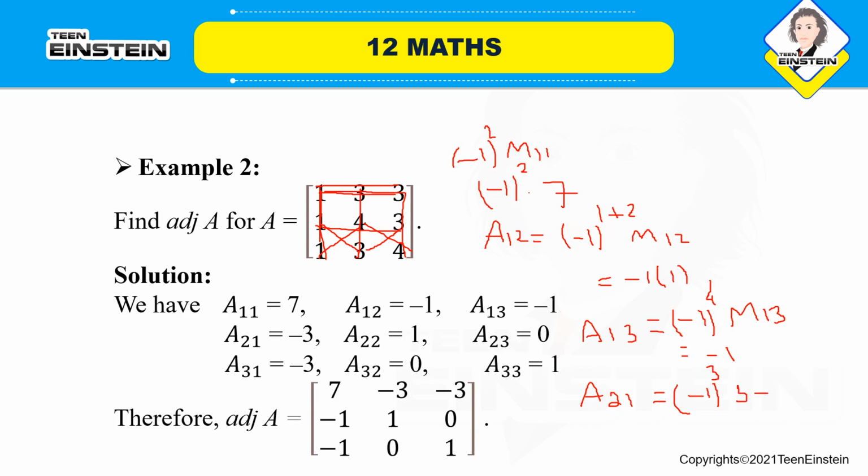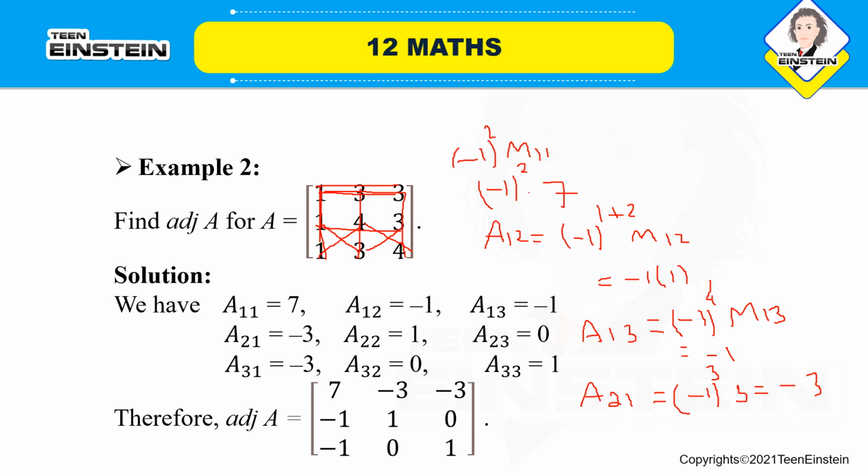Okay, so what you are getting is minus 3. Similarly, we can find A22 is 1, A23 is 0, A31 is minus 3, A32 is 0, A33 is 1. Okay, therefore adjoint A. What is adjoint A? Transpose of the cofactor matrix.